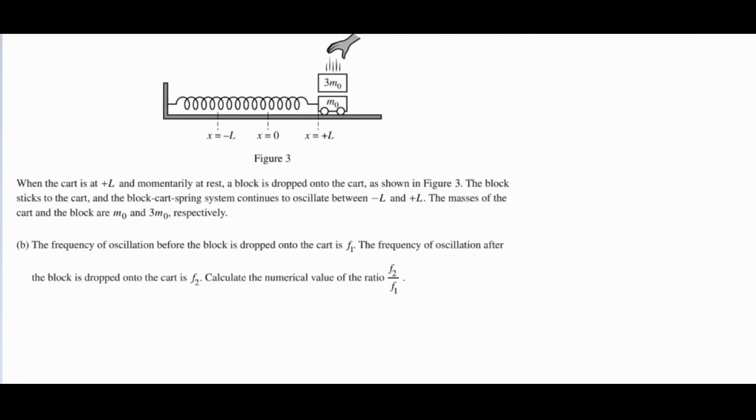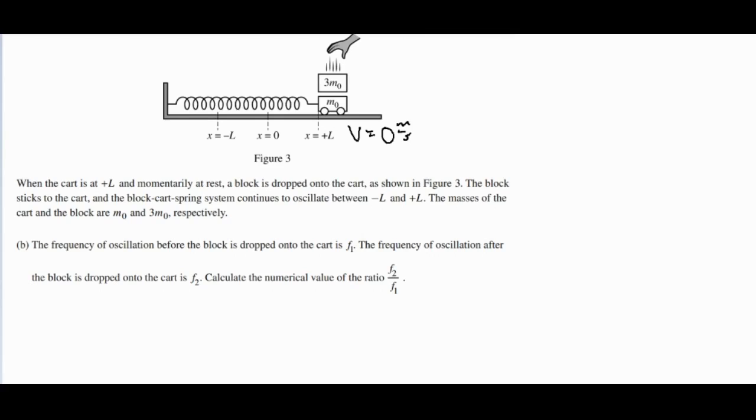So when the cart is at positive L and momentarily at rest, so it's still at rest at that specific position, a block is dropped onto the cart as shown in figure 3. The block sticks to the cart and the block cart spring system continues to oscillate between negative L and positive L. The masses of the cart and the block are m naught and 3m naught respectively. The frequency of oscillation before the block is dropped onto the cart is F1. The frequency of the oscillation after the block is dropped onto the cart is F2. Calculate the numerical value of the ratio F2 and F1.